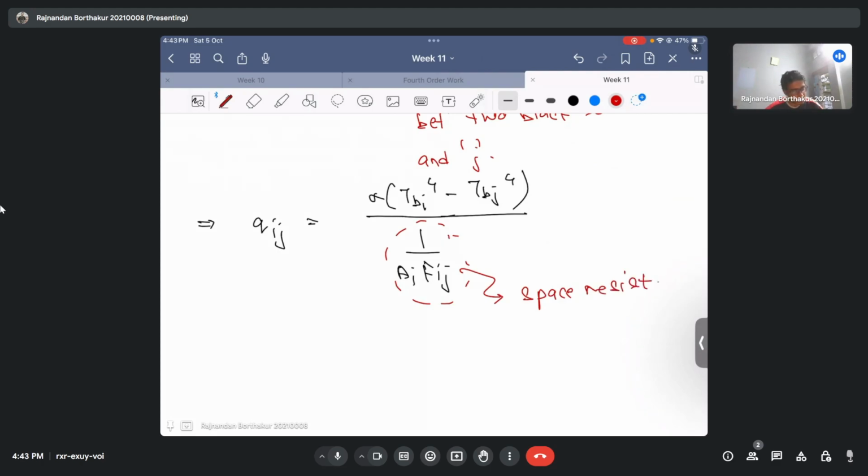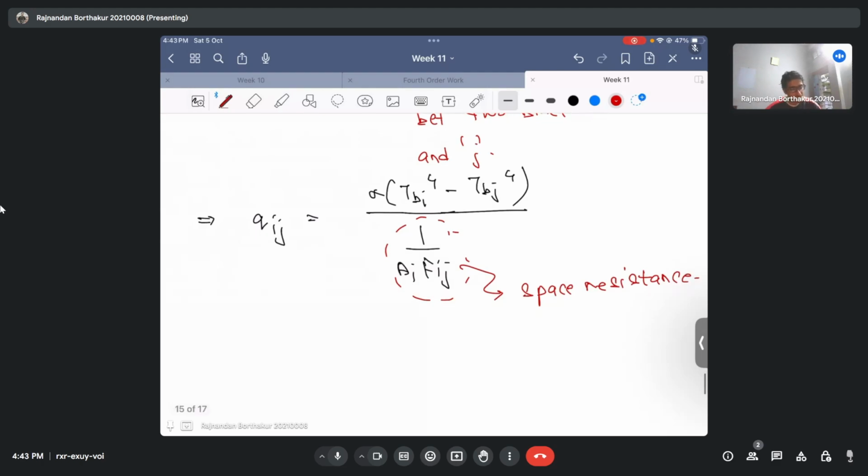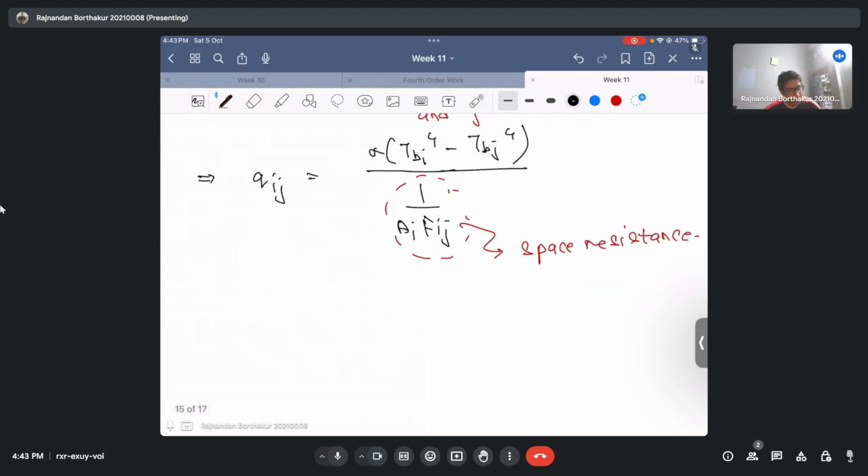And here it's the space resistance between the black bodies, which means that if I now have two temperature nodes, Ti and of course the second node Tj, I can represent a resistance in between, and this resistance is nothing but 1 by Ai Fij. That's it. This is one such resistance that arises in black bodies.